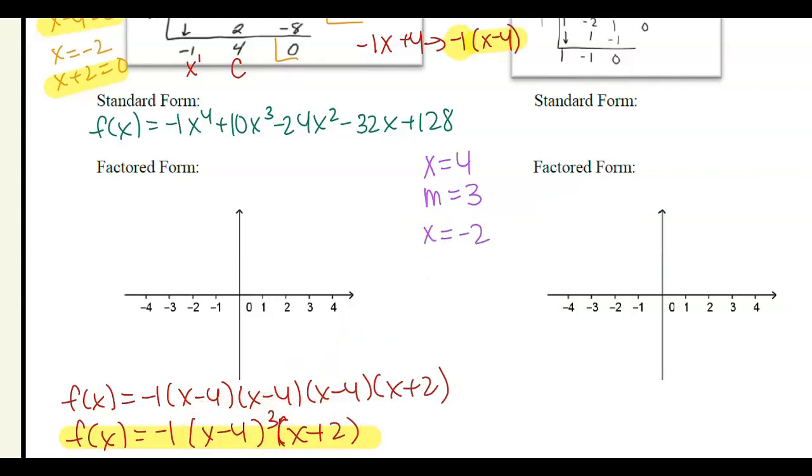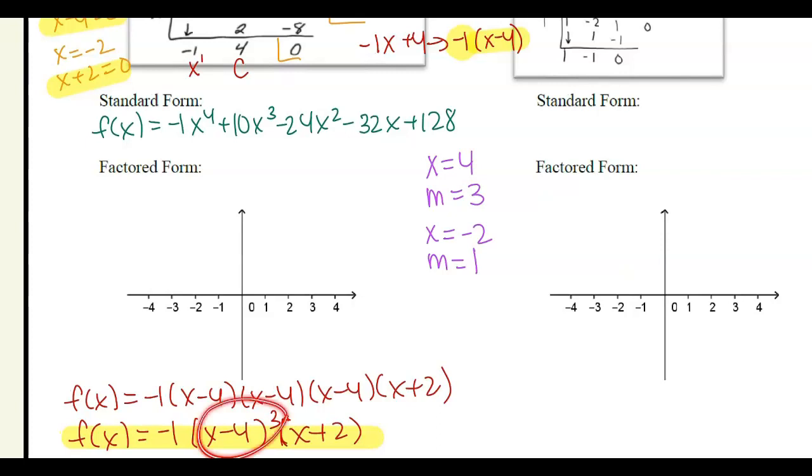And what's the multiplicity on x equals -2? 1. We labeled that here. Look back at the first page. I have my roots and my multiplicity. What else do I need? The y-intercept and the end behavior.